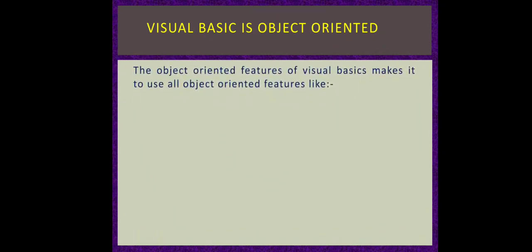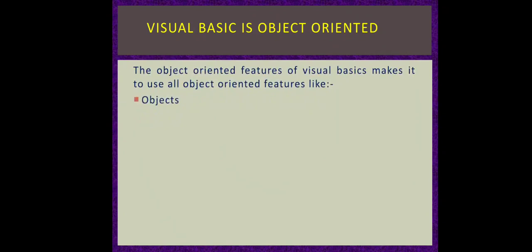Another important feature of Visual Basic is that it is an object-oriented programming language. This makes it more powerful than some other languages. Like the C language, which was not an object-oriented programming language. What is an object-oriented programming language?